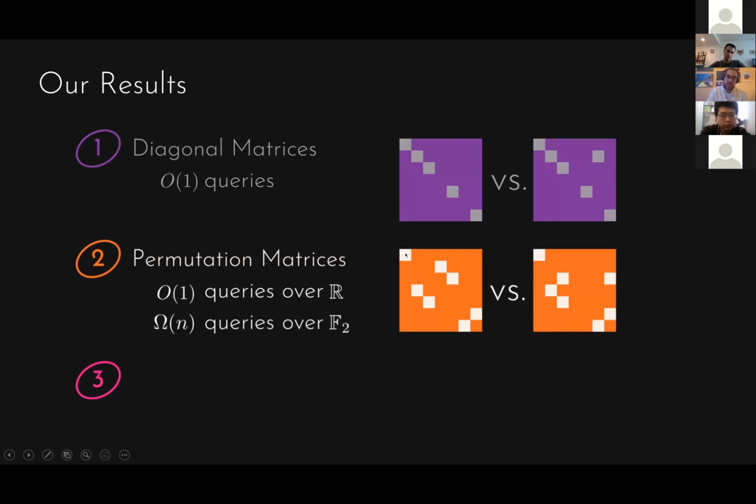A permutation matrix, remember, has a single 1 in each row and column. And this is not a permutation because there are 2 1s here. For this, I'm thinking of binary matrices, and we show an algorithm with a constant number of queries if the queries are over the reals or any large enough field, but then over F2, so if you only get parities, we prove a lower bound showing that you need about n queries to determine if it's a permutation or not. And so that's a case where the field matters a lot.